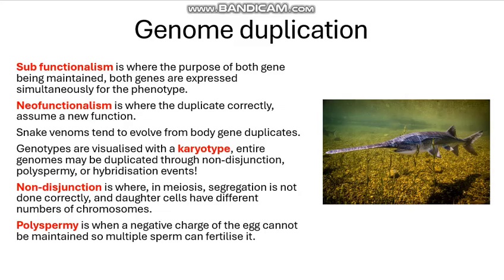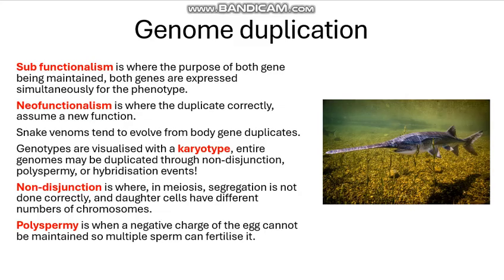Entire genomes can be duplicated through non-disjunction, through polyspermy, or through hybridization. Non-disjunction is where in meiosis segregation is not done correctly, and the daughter cells have different numbers of chromosomes.